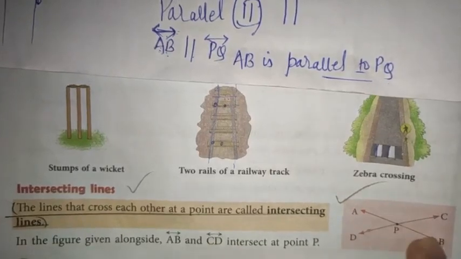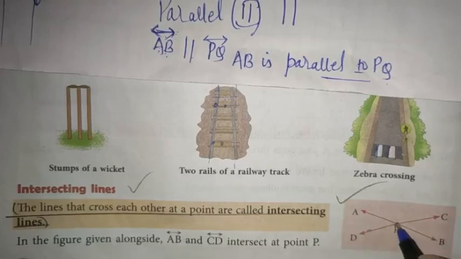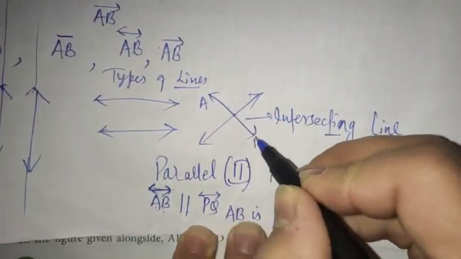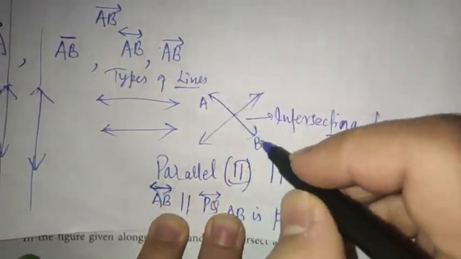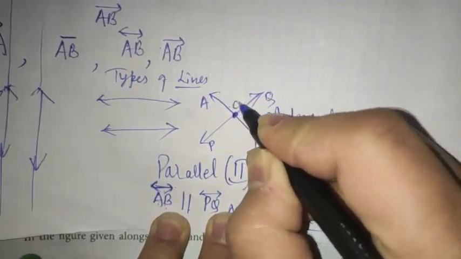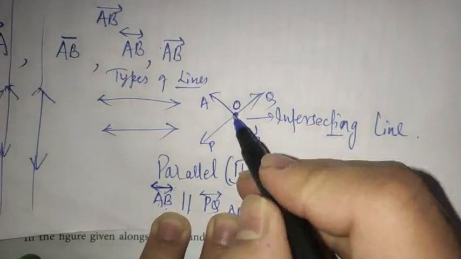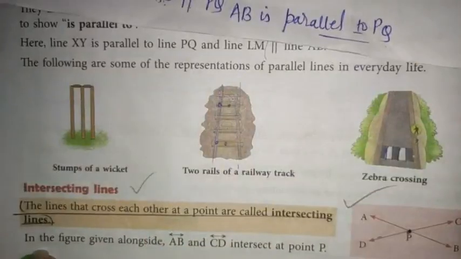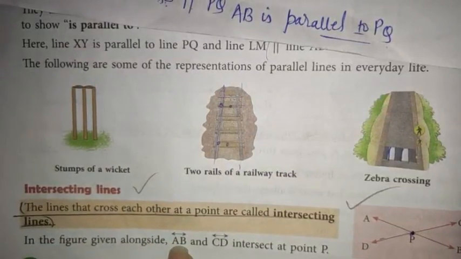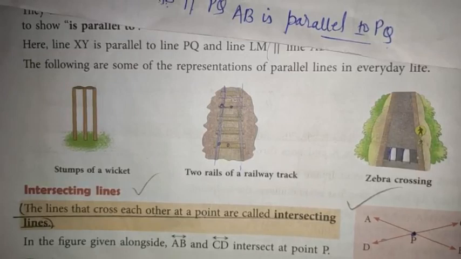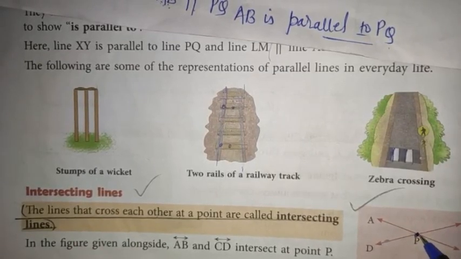So this is one slanting line, that is AB, and another slanting line DC here, which come in contact here. They are joining here. Even here, say if I give a name, line AB and line PQ, then they come in contact at one point, that is called point O. This is called the intersecting point, where they are in contact. In the figure given alongside, line AB and CD intersect at point P. So they come in contact at the point P.